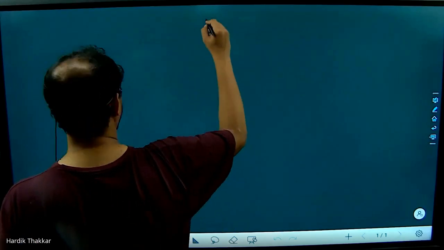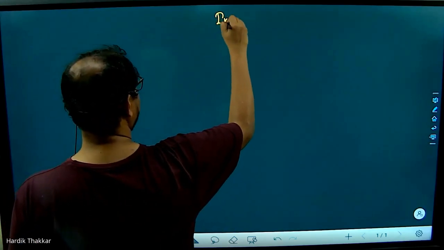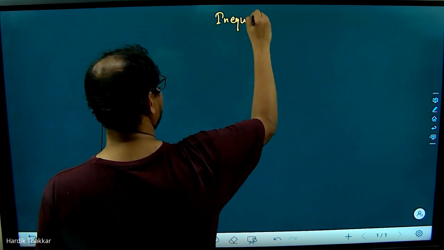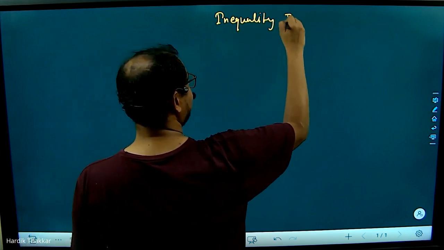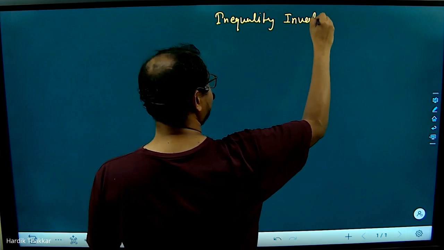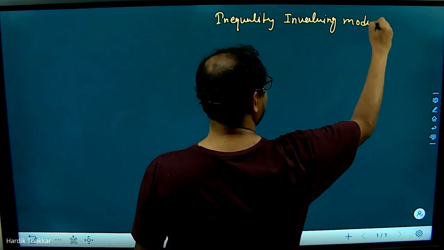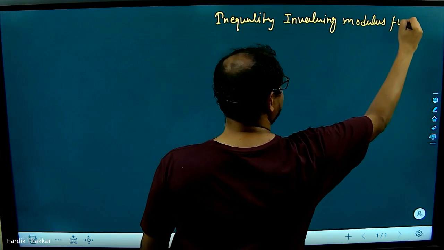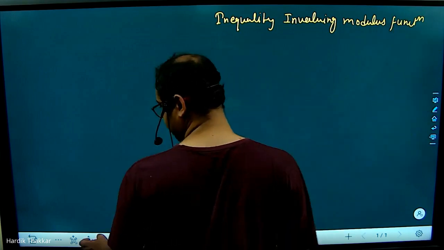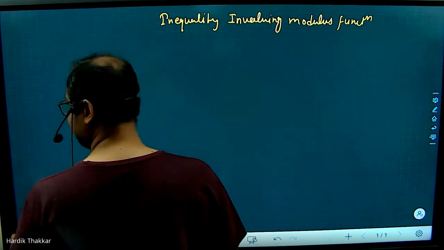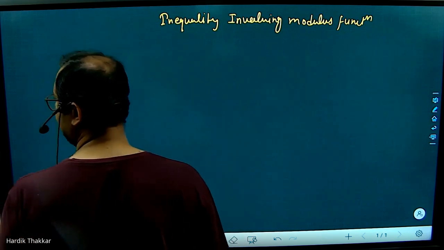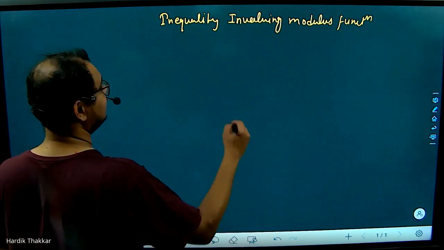Okay, so the topic is inequality involving modulus function. Few things we have to keep in mind while solving inequality for modulus function.